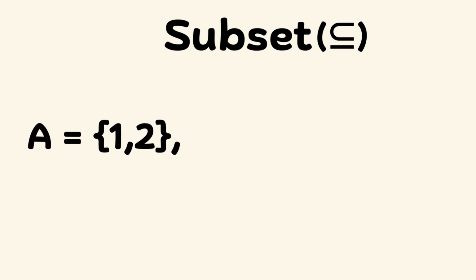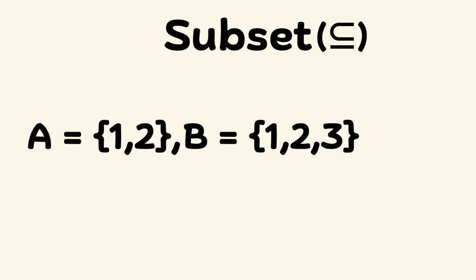This leads us to something called the subset. The set A is a subset of B if every element in A can be found in B. So basically, if we have two sets, set A and set B, where set A has numbers 1 and 2, and set B has numbers 1, 2, and 3, based on our definition, we can say that set A is a subset of set B. This is because all the elements in set A, which is 1 and 2, can be found in set B.